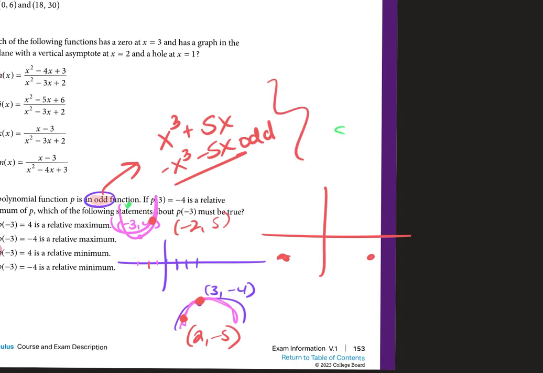Whereas if it said something like x squared plus x to the fourth, if I plug in a negative and it goes back to the original, it's even. And if it doesn't, if only part of it changed, then there's no symmetry. Then it says even, odd, or neither.